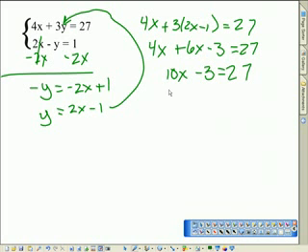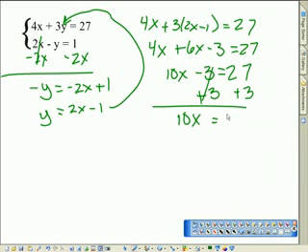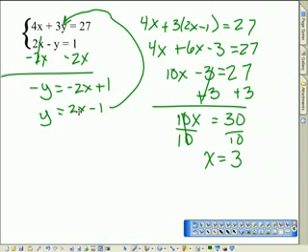Good question. Add 3 to both sides. 10x equals 30. Divide by 10. X equals 3. All right, now I'm going to plug in 3 right there for x. I can go ahead and mark that down as part of my coordinate. The x is 3. I just have to find my y.